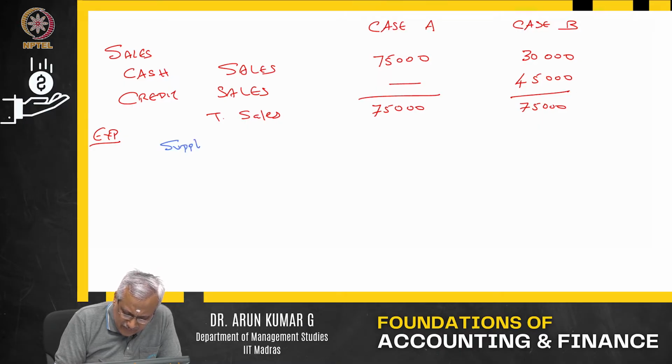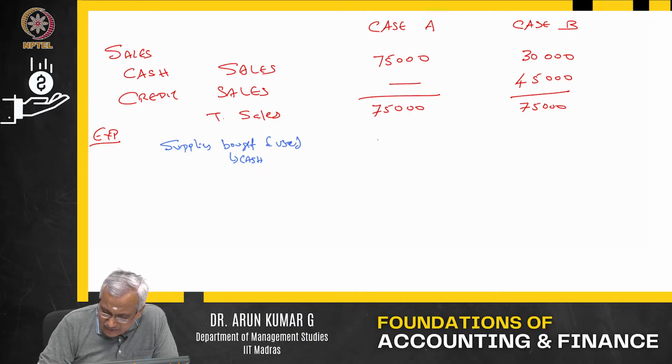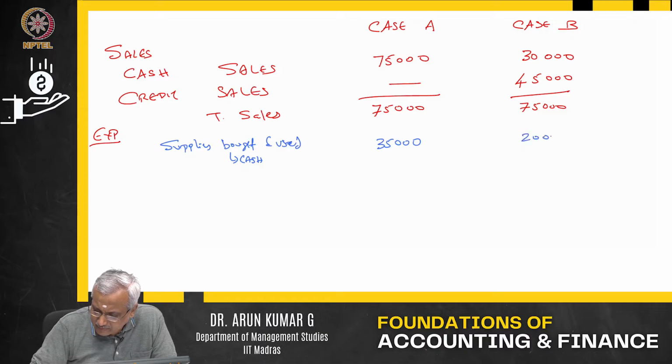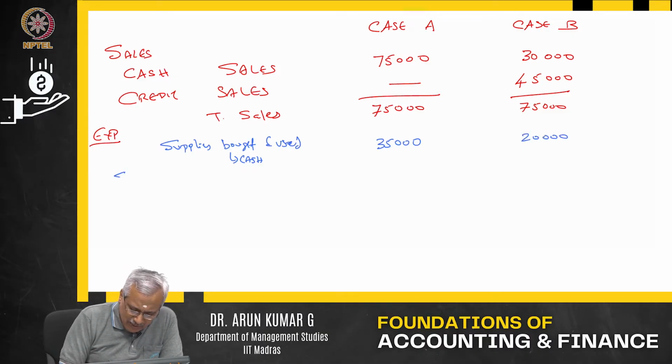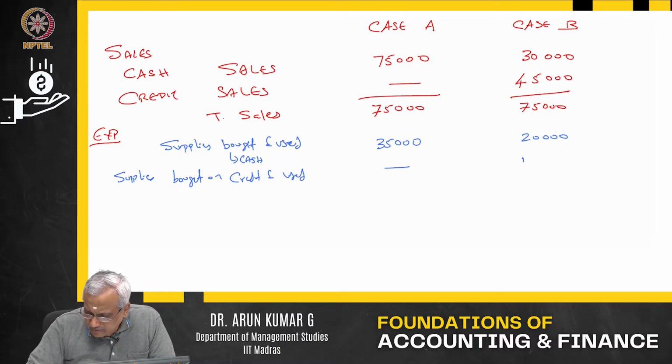Supplies bought and used: bought for cash and used, in this case 35,000, in this case 20,000. Supplies bought on credit and used, 0, 15,000.